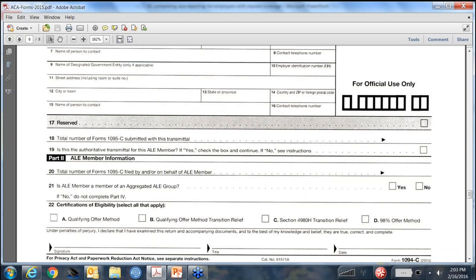Now, what does that mean? If you're 100 or more, for example, if you don't check the box, you don't get the transition relief for non-calendar year. You don't get the transition relief for 70%. You have to cover 70%. Offer coverage of 70%, or instead of minus 30, you do minus 80. If you don't check that box, you don't get any transition relief. If you're between 50 to 99, if you don't check that box.